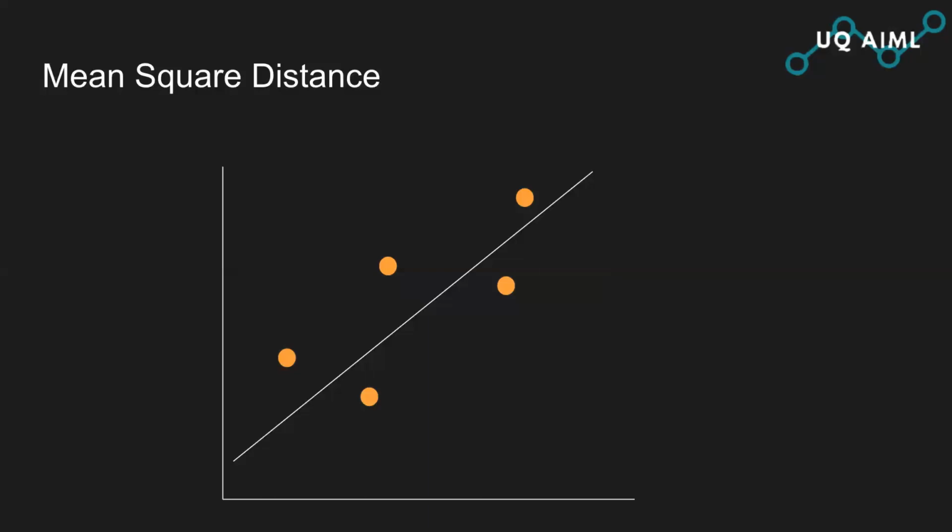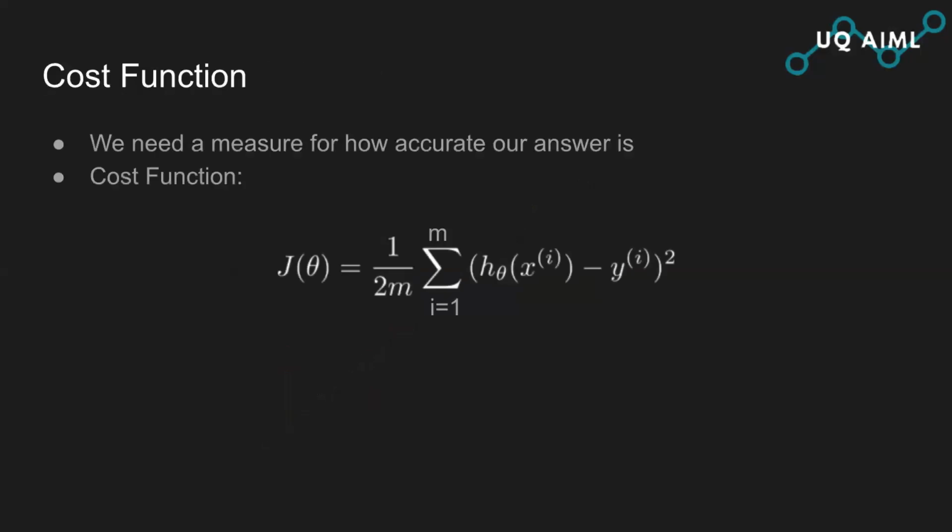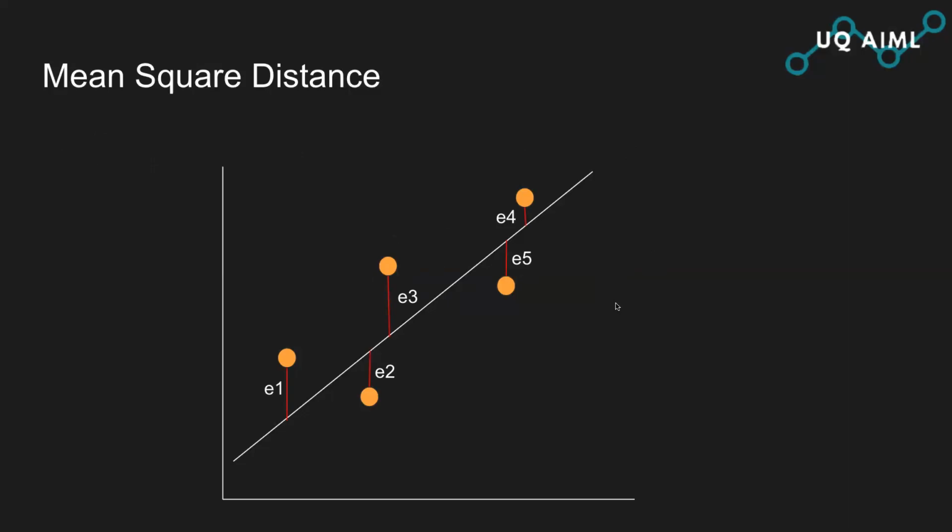Okay, so the way to figure out the error, or the cost function, as we said, was firstly to find the distances between the data points and your line. This is the difference between your prediction and the actual answer. Next, we square this error, because we don't really care whether the point is above the line or below the line. All we care about is how far it is from the line.